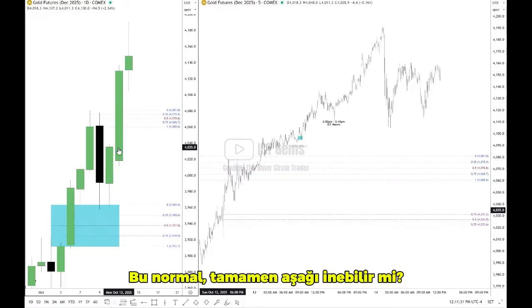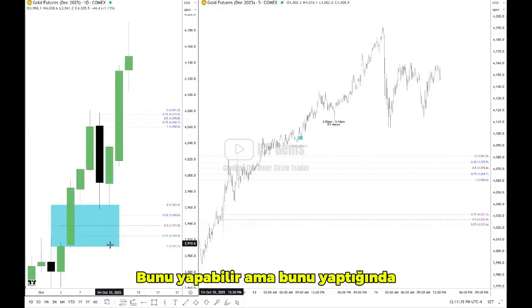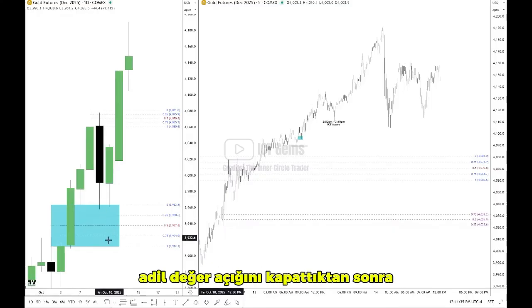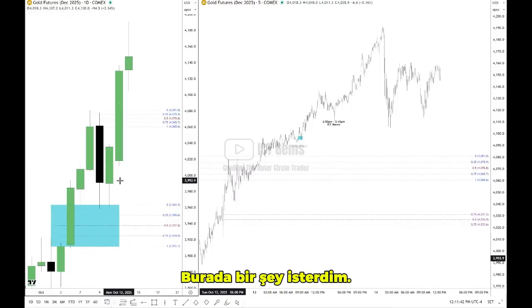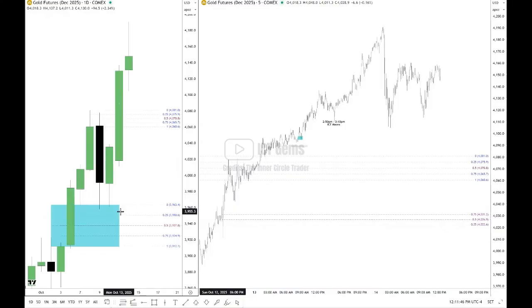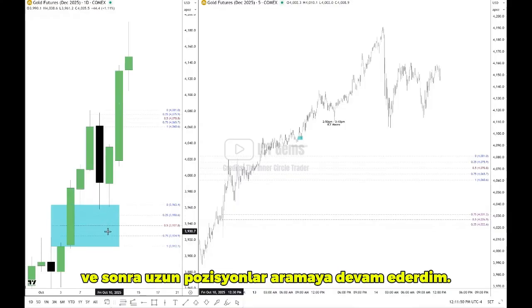That's normal. Can it come all the way down, fill that in, and go up? Yes, it can do that. But when it does that, I'm far less bullish on the marketplace. I would want something after it closes the fair value gap in. I would want something over here, create a new shift in market structure on a smaller time frame, and then look for this same event where it doesn't fill in a fair value gap. And then I would resume going in looking for longs.